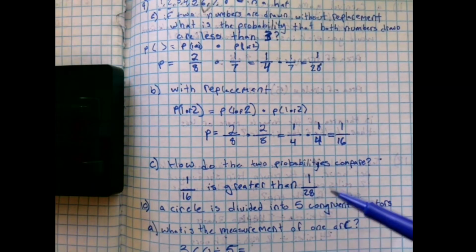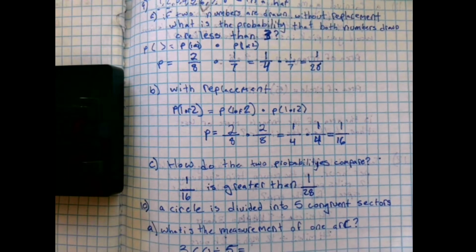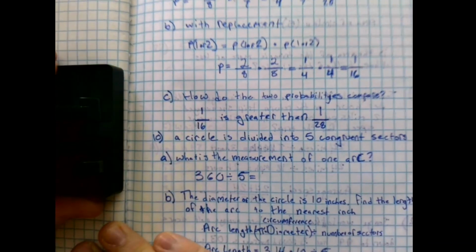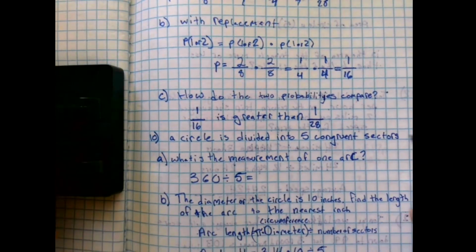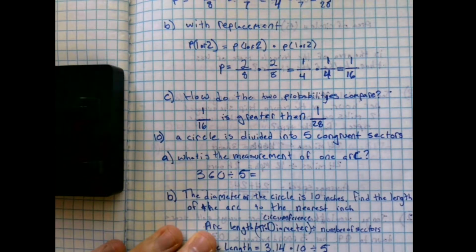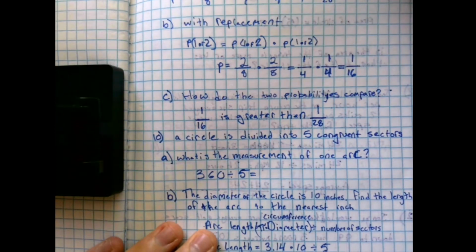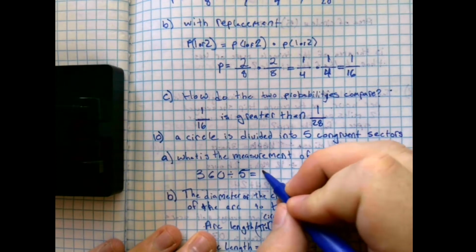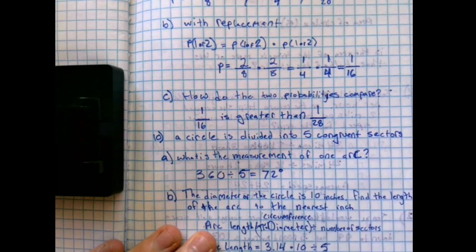A circle is divided into 5 congruent sectors. This is for problem number 10. What is the measurement of one arc? Well, a circle has 360 degrees in total, and if we divide it into 5 sectors, we're just going to get 360 divided by 5. Now, 360 divided by 5 is 72 degrees.